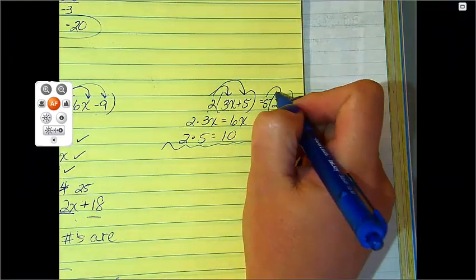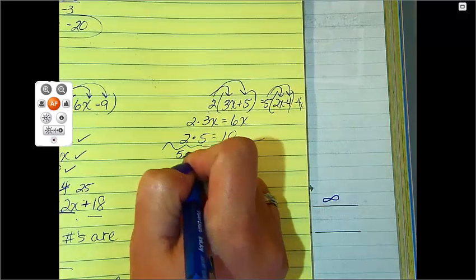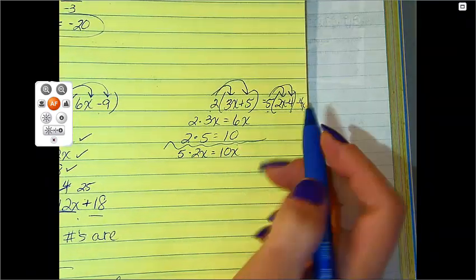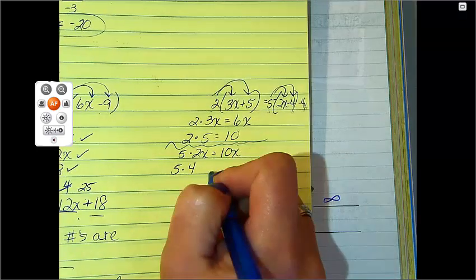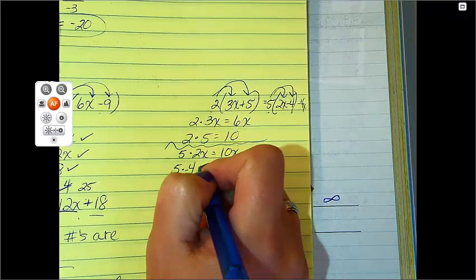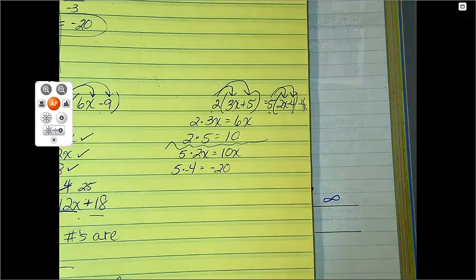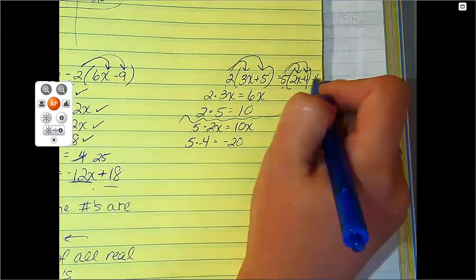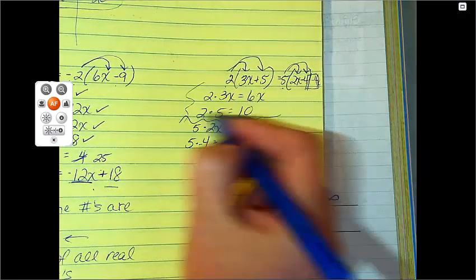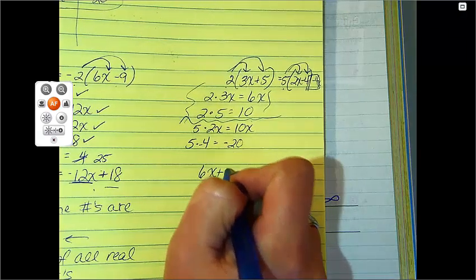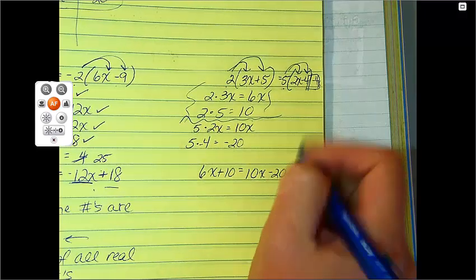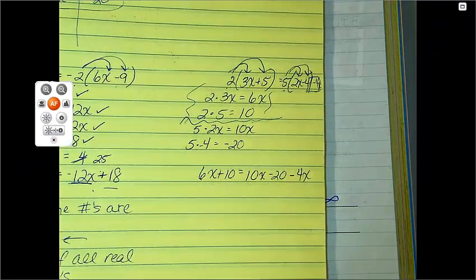This is where my equal sign is. Now I'm going to take this 5 times everything inside of there. So I have a 5 times 2x, which is a 10x, and a 5 times a negative 4, which gives me a negative 20. So now let's look at this. This 4x, don't forget to put that back in whenever you rewrite your problem. So on this side of the equal sign I have 6x plus 10 equals, on this side I have 10x minus 20. Don't forget your negative 4x that I did nothing with so far.